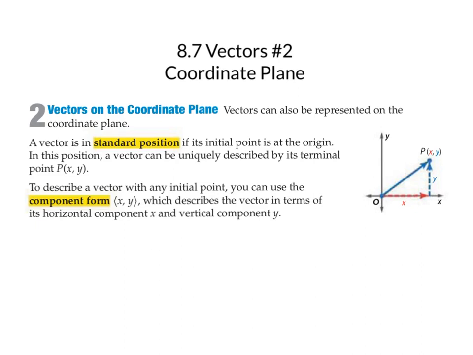If someone were to tell you that the final point P of this vector was, let's give it some numbers, maybe over 4, up 3. So if someone were to tell you, hey, I've got this vector, and I've plotted it on the coordinate plane, and the initial point is at the origin, and the final point of the vector is at 4, 3, what are some things that you could tell about the vector if you knew that information?